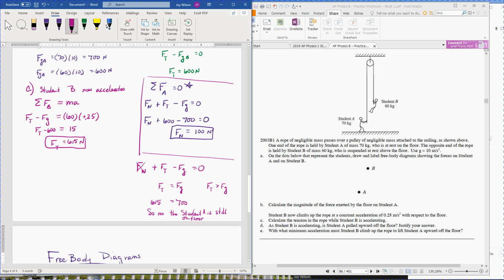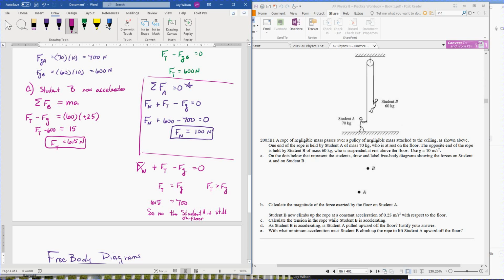So student A is still on the floor because the tension would need to be greater than 700 newtons to pull them off the floor. So what's really happened here? What's really happened is the normal force is now supporting less weight. So the tension in the rope pulls the kid up a little bit more, holds more of student A's weight, and so the normal force from the floor actually goes down a little bit.